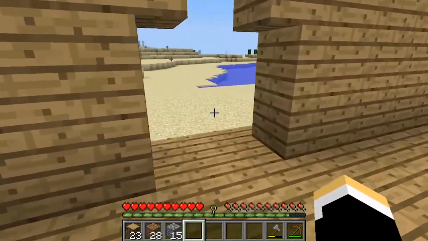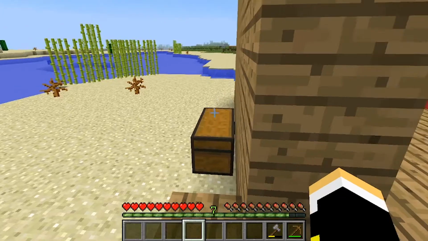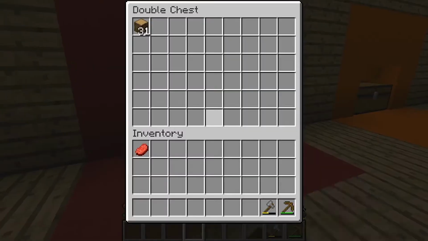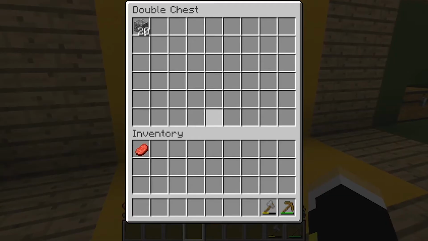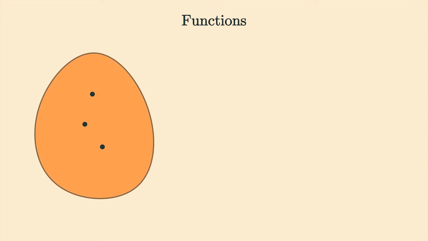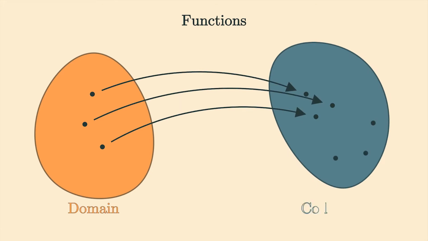What's important is that if I put in some more oak wood, or dirt, or cobblestone, then they'll be sorted into the proper chest, so it'll be nice and organized. In fact, this sorting system is the idea of a function. Functions take each element from one set, which we call the domain, and match them, or as we say map them, with one and only one element from another set called the codomain.